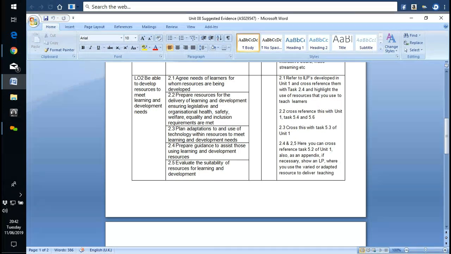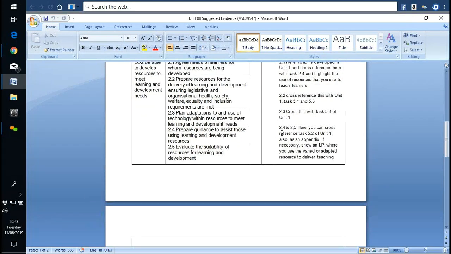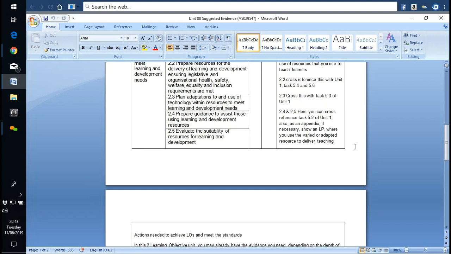2.3, plan adaptations that you've had to make for a specific learner. And I think you've covered that. I've done that on a different one, I think, yeah. Yeah, 5.3 of Unit 1. 2.4 and 5, even here you can cross-reference Task 5.2 of Unit 1, also an appendix, if necessary, to show a lesson plan where you use the varied or adapted resource that you've developed to actually deliver the teaching. Yeah? Yeah. That's it.